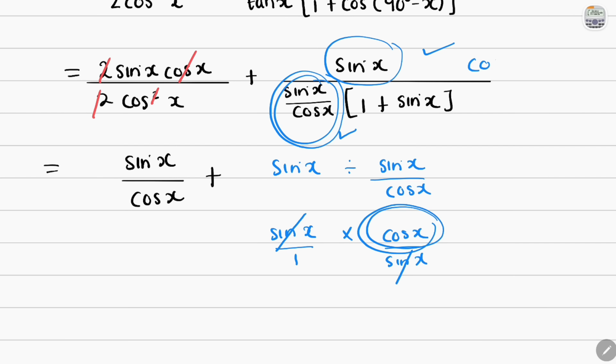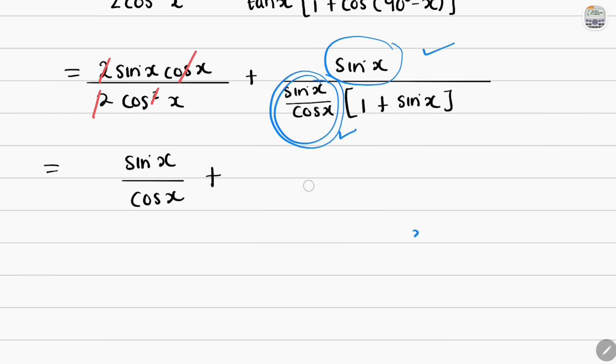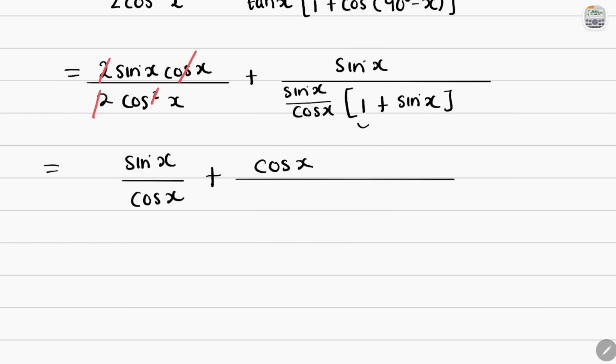So that would go to the numerator. That's what we would have there. Okay, so what we have left here is cos x over, now remember all of that is gone, it's just cos x, and then the denominator, this is left, the 1 plus sine x. So we just have cos x over 1 plus sine x.